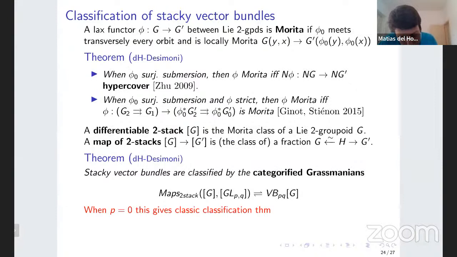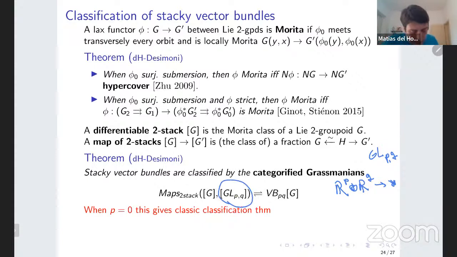What is the cohomological Grassmannian? It's just taking R^p plus R^q over the point. This is, let's say, a basic two-term graded vector space, with one of dimension p and one of dimension q. And I can build the general linear 2-groupoid, which will have several objects, because an object there is a map from R^p to R^q, a differential. And then there are several arrows and 2-cells. This object we call GL_{p|q}, and the 2-stack induced by it is what we call the cohomological Grassmannian. And then the maps of 2-stacks from G to GL_{p|q} are in one-one correspondence with objects in the derived category of BV groupoids.